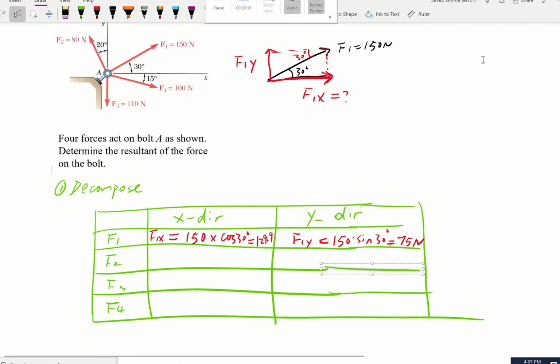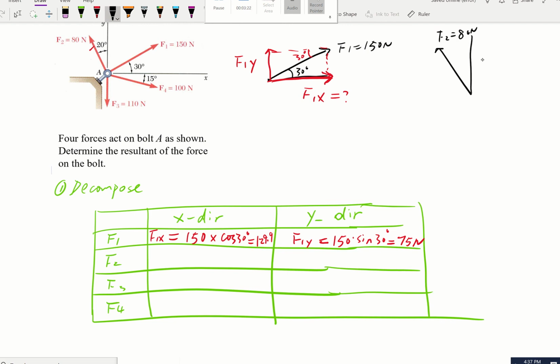Now let's look at F2. F2 is this one here, and again we isolate that force. This is our F2, and it's 80 Newton. The angle here is 20 degrees with respect to the y-axis. Now we're going to decompose to the x component, which is left and right, and the y component. So that's going to be our F2x and F2y. Immediately, I want to bring to your attention that F2x is pointing to the left, and our sign convention has x positive to the right and y positive upward.